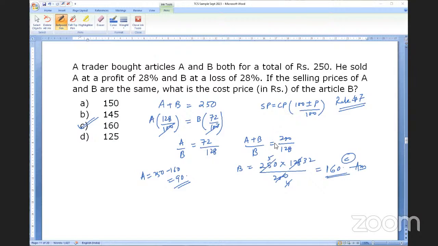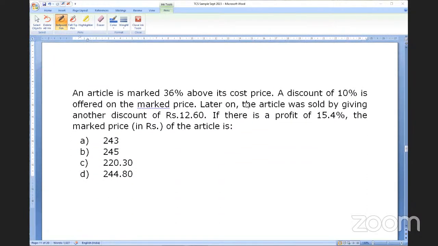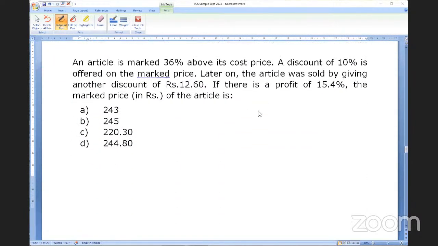Is this clear? We are rolling on. One more take on mark price discount from profit and loss. Give it a try.